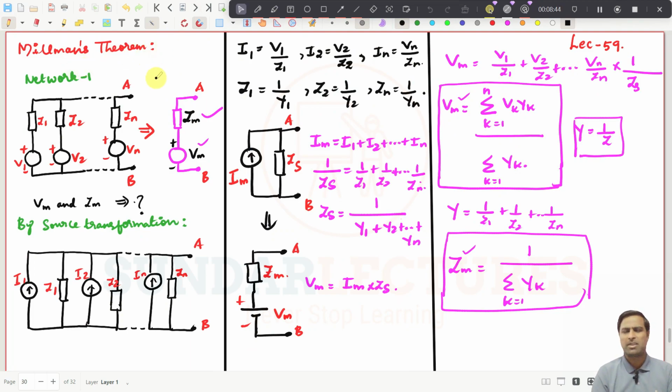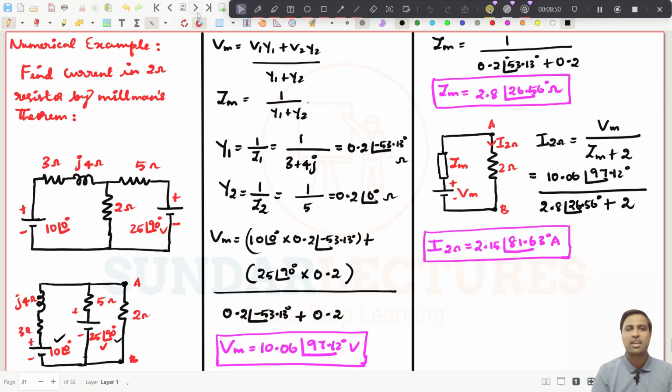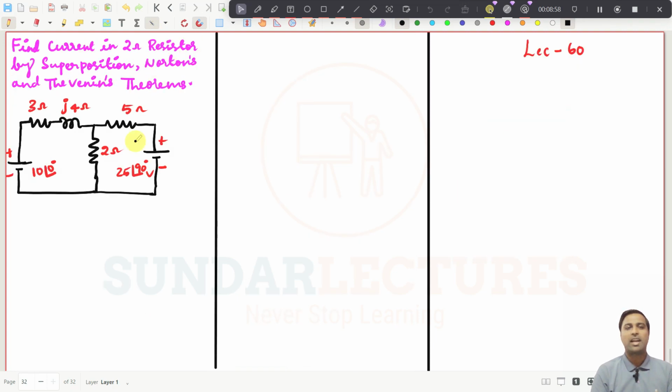And then we have taken Millman's theorem. These kinds of circuits can be converted like this, and we have seen the formula for them, and we have taken a numerical problem to find the current in the 2 ohms resistor using Millman's theorem. That is what we have seen until today. And in this class, we are going to take this example, and we are going to find the current through the 2 ohms resistance using these 3 theorems.